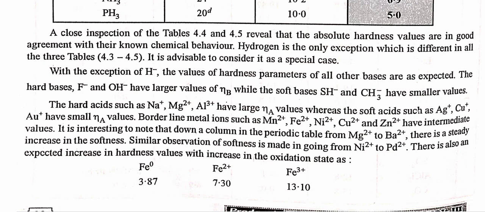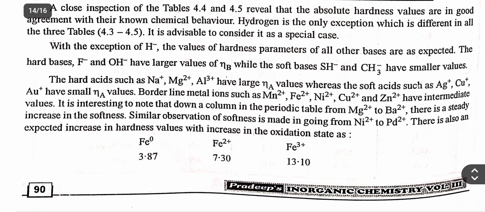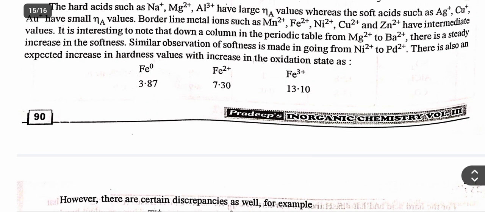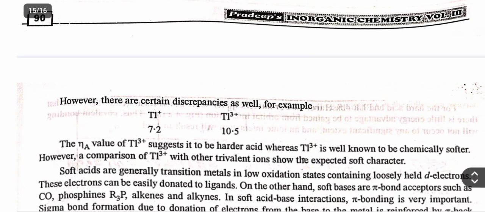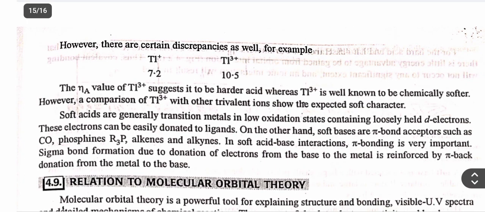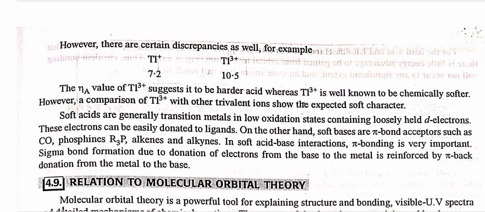It is interesting to note that down a column in the periodic table from Mg2 plus to Ba2 plus, there is a steady increase in the softness. Similarly, an increase in softness is observed in going from Ni2 plus to palladium 2 plus. There is also an expected increase in hardness values with increase in the oxidation state as Fe0, Fe2 plus, Fe3 plus. However, there are certain discrepancies as well.